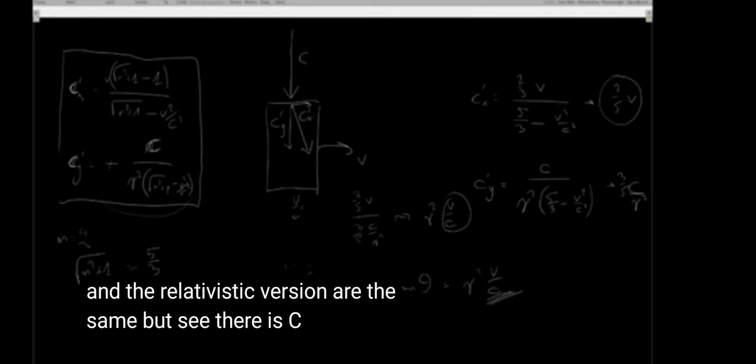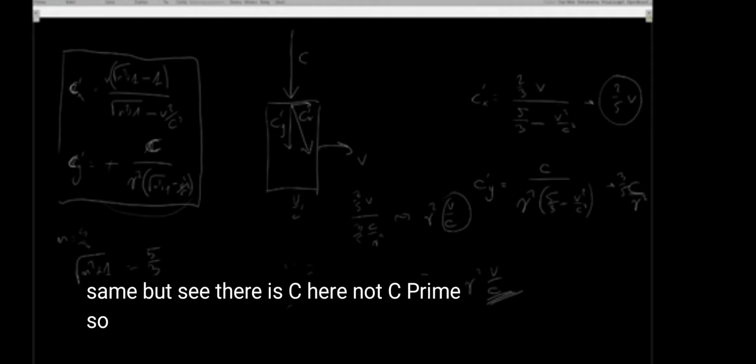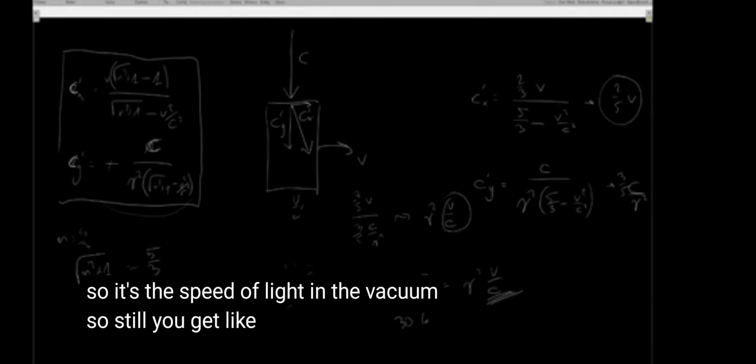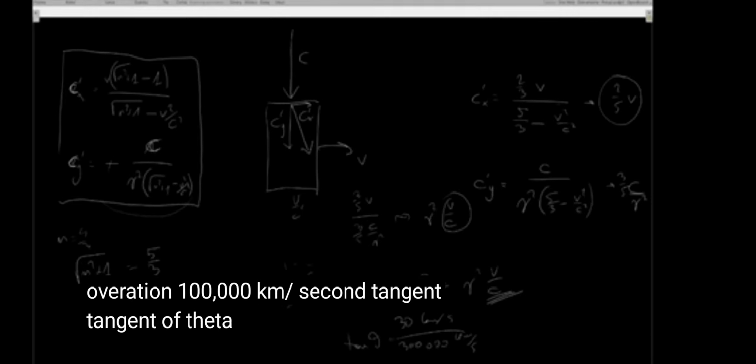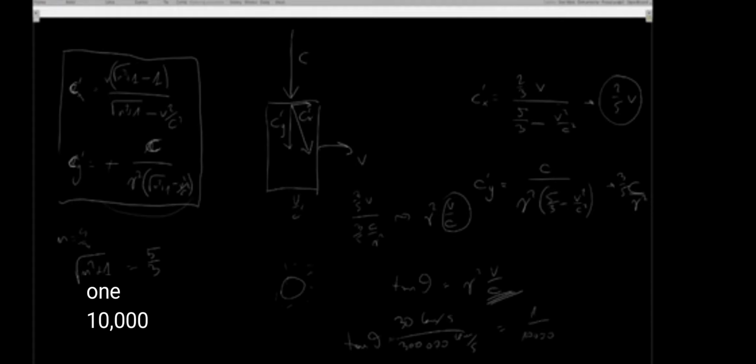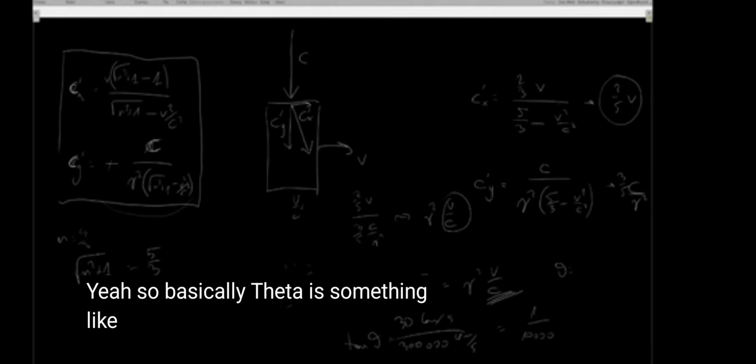But see, there's c here, not c prime. So it's the speed of light in the vacuum. So still, you get like 30 kilometers per second over 100,000 kilometers per second for the tangent of theta. So that's like 1 over 10,000 aberration. So basically theta is something like 0.1 milliradians, whatever this is.